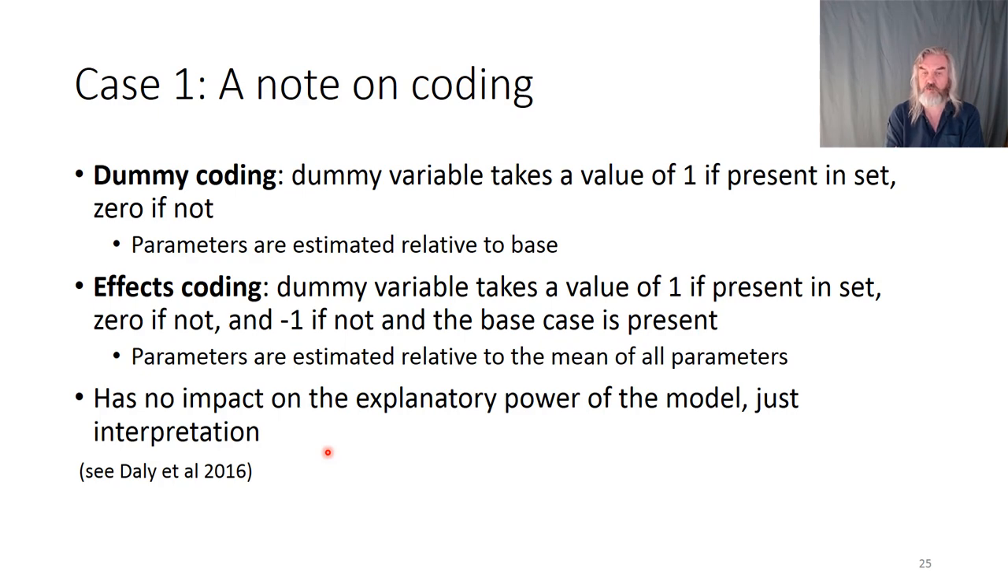It has no impact on the explanatory power of the model, just interpretation. The model fit, everything else is exactly the same, and there's a paper by Delitar which goes through and shows that, although there are some papers that say there are differences between dummy and effects coding. Not true, as in you can use either one and you can retrieve the parameters from either one. If you give me an effects coding model, I can tell you what the parameter estimates would be coming out of a dummy coding model. You can just move directly from one to the other.